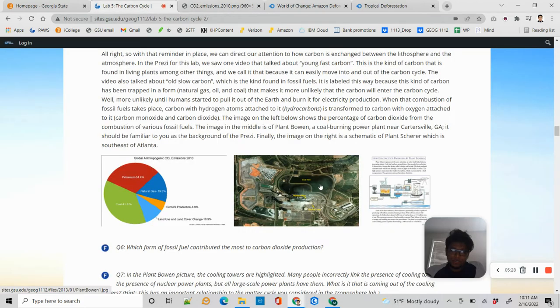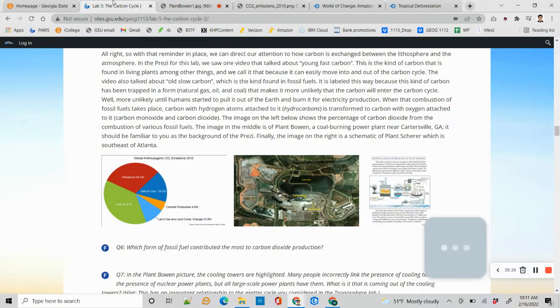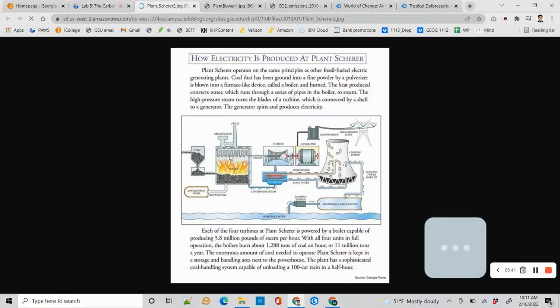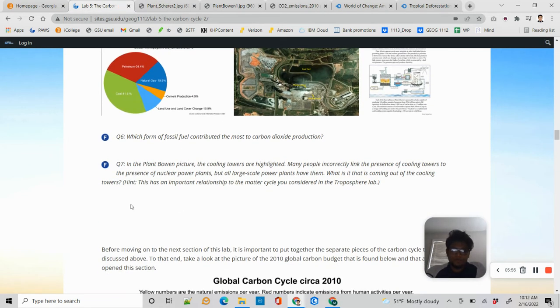So you can see there is a plant in Georgia. So this is the cooling tower, and if you look at the description, you will be able to answer that question. At the same time, there is a diagram of how the cooling tower works. There is some water injection, cool water and warm water. So water plays around this region. And you need to answer your question based on the analysis of these three graphs.